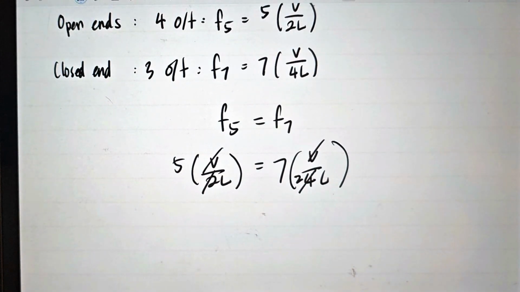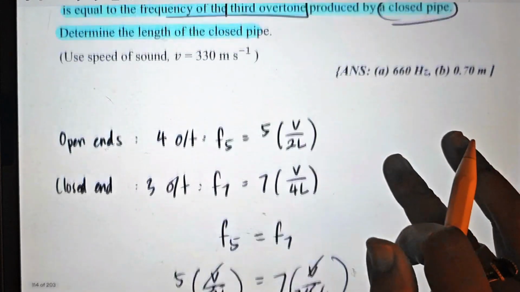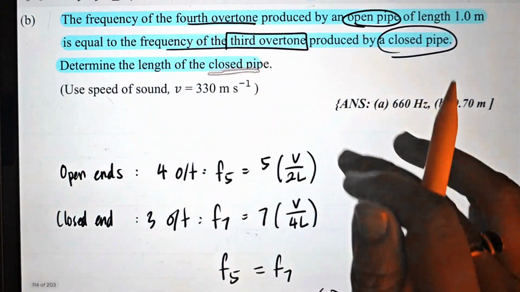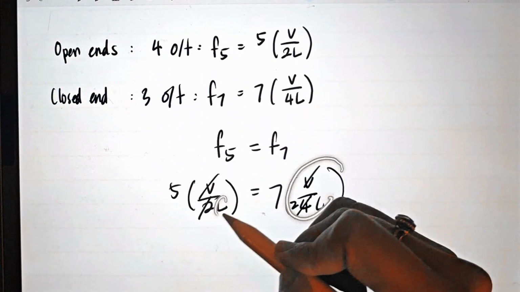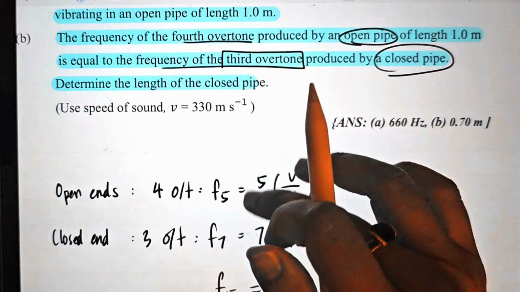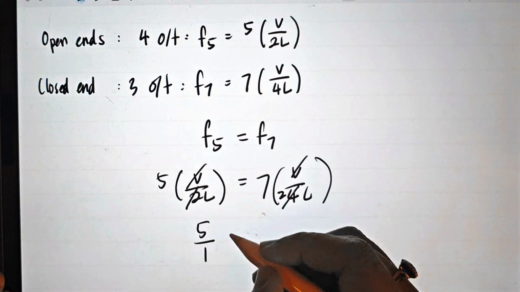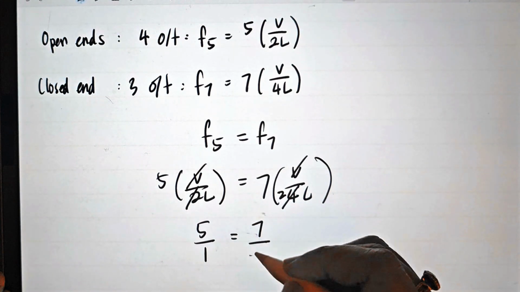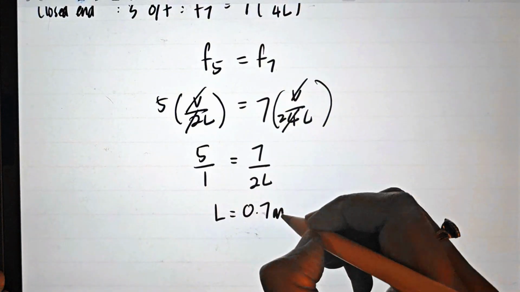We are looking for the L. We have to find the length of the closed pipe. So this is the closed pipe. And what about the L of this one? We have here 1 meter. So it is 5 over 1 equals to 7 over 2L. So L equals to 0.7 meters.